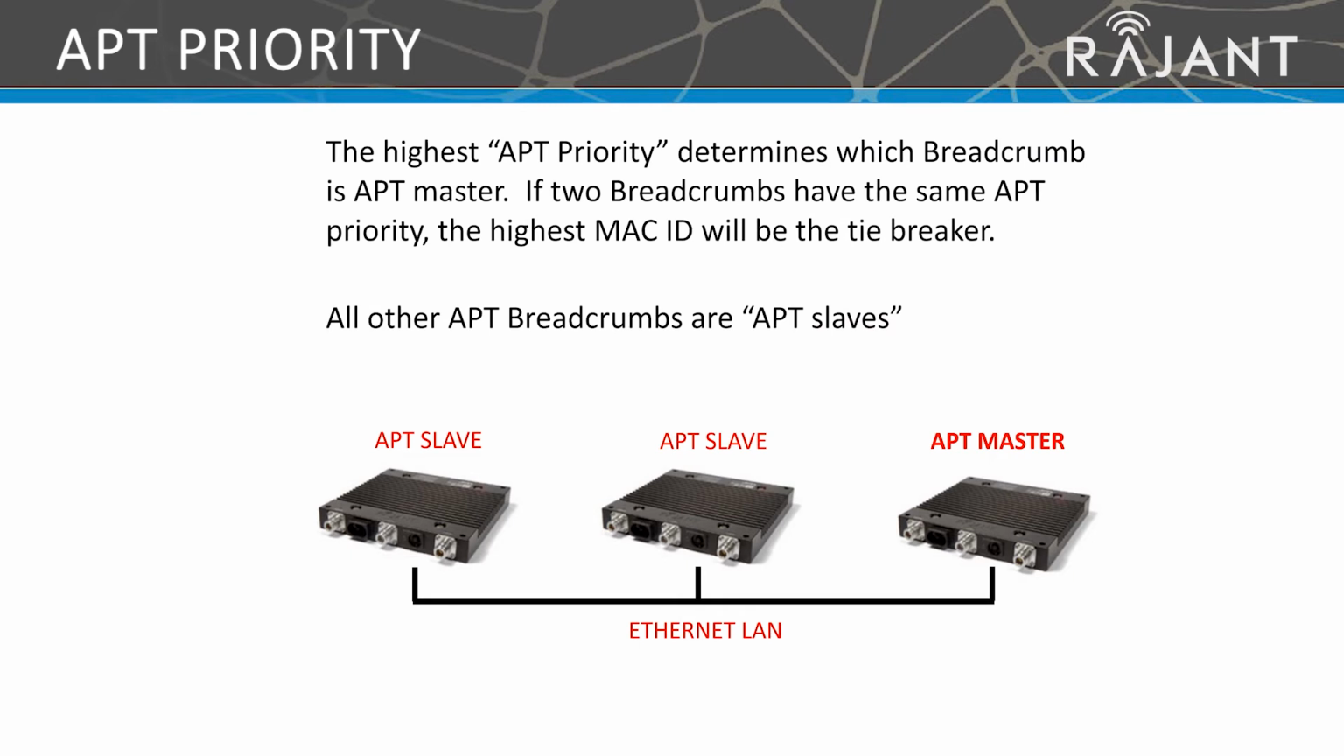The APT master is the breadcrumb with the highest APT priority setting. This setting is available in the Instamesh portion of the configuration table. Every breadcrumb from the factory has an APT priority of 100. So all APT nodes should have an APT priority higher than 100. The APT master is the node that has the highest priority. This is the node that should be directly connected to the layer 3 router or the core switch.